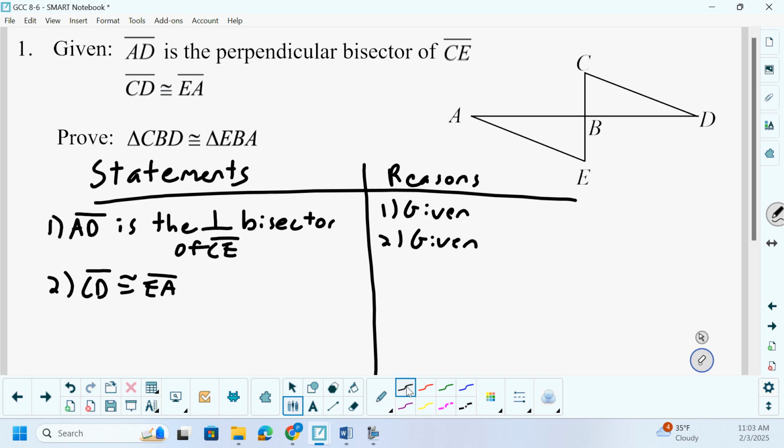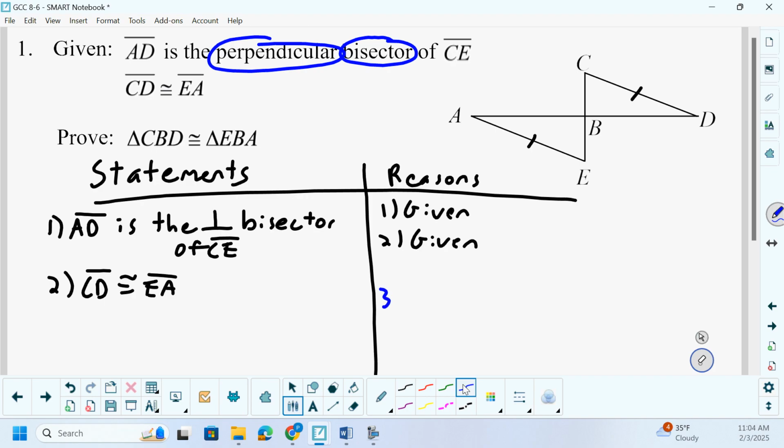So we are given some things that are congruent, CD congruent to EA. So we'll go ahead and put a tick mark on there. We're already 1/3 of the way of getting our triangles congruent. Our other given is very powerful. Perpendicular bisector. We'll be able to use our perpendicular stuff and we'll be able to do our bisector stuff.